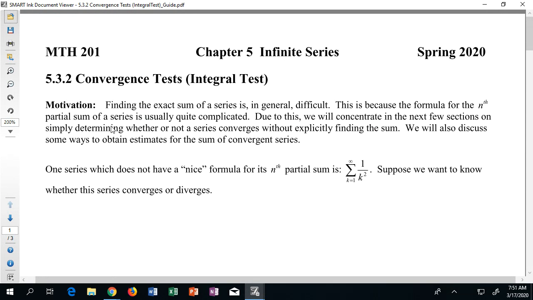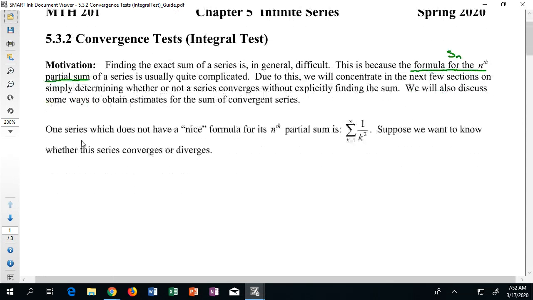Oftentimes, finding the exact sum of a series is really difficult, because finding the formula for the nth partial sum, remember that's our S sub n, is fairly complicated to do in most cases. So we're going to take a look today at scenarios where I still can't find that S sub n. Here's a series that doesn't have a nice formula for its nth partial sum, and it's this guy.